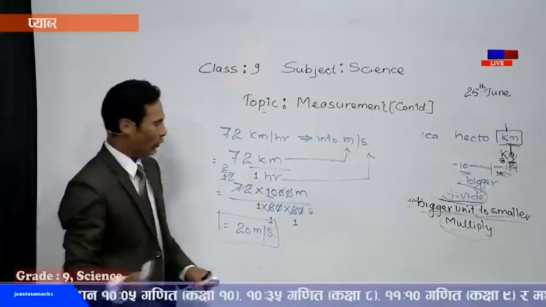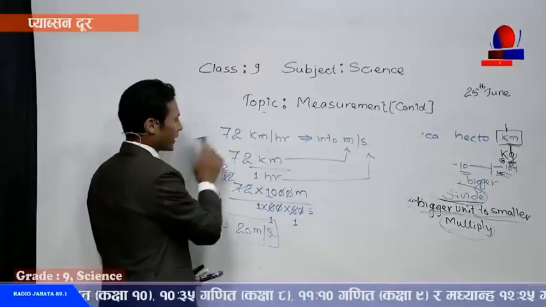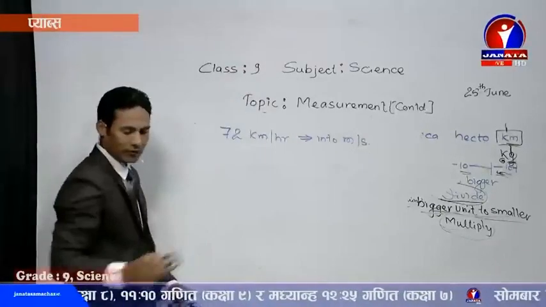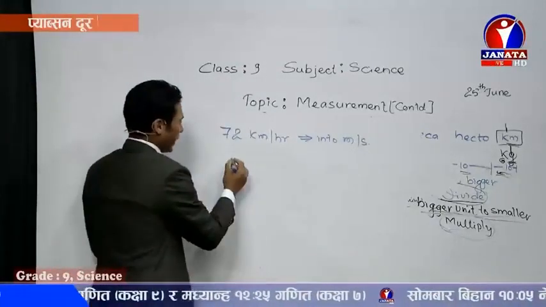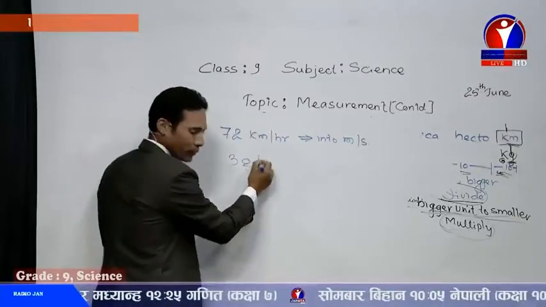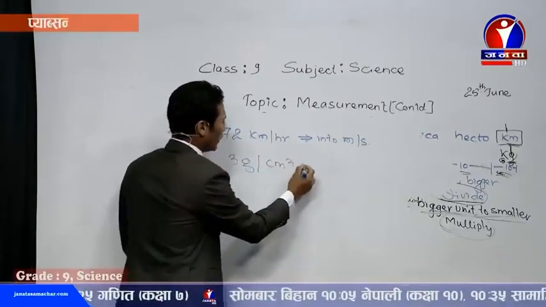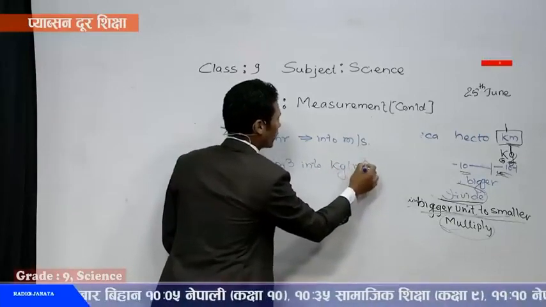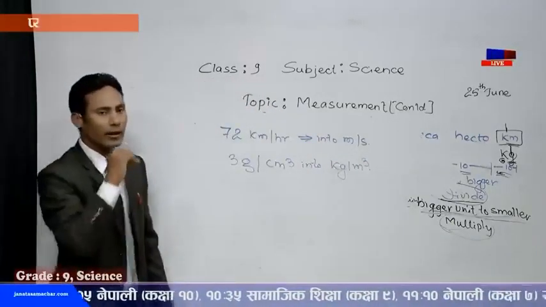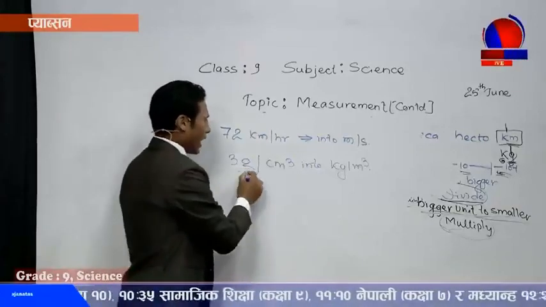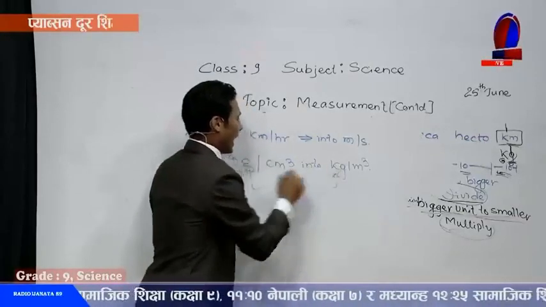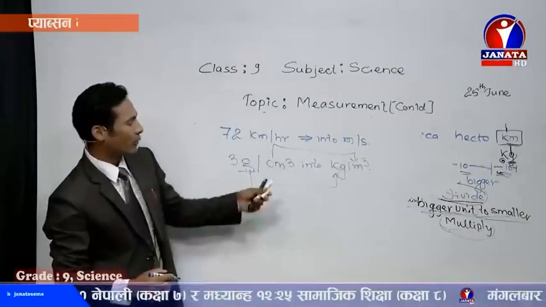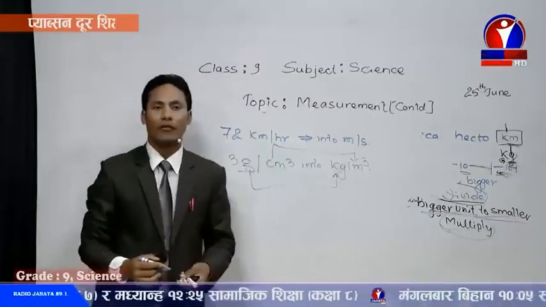So one more example. That one was kilometer per hour into meter per second. The next one is a density: 3 gram per centimeter cube into kg per meter cube. So how can we convert this? Gram is there, you change this into kg as before. Centimeter cube is there, you change this into meter cube. Whatever we have done in the previous example, you can follow the same steps.